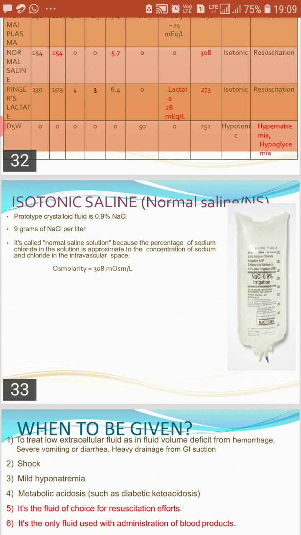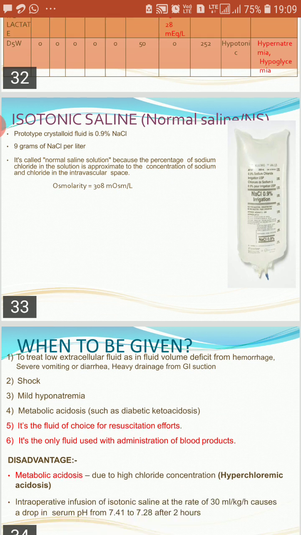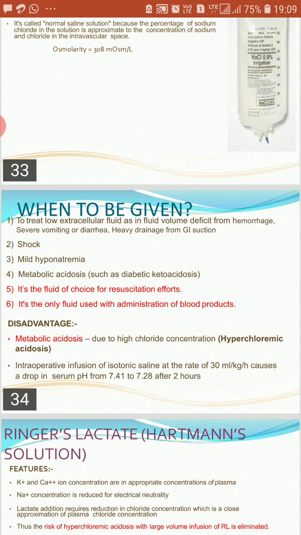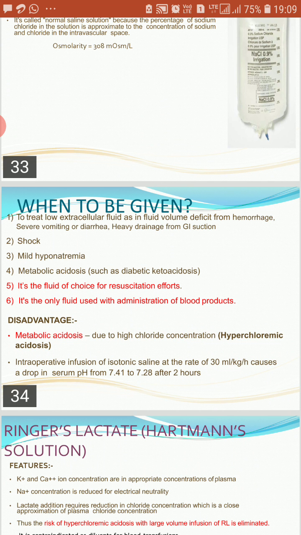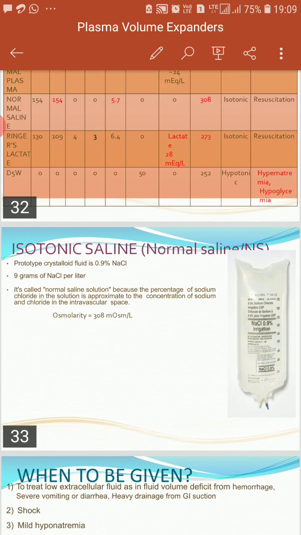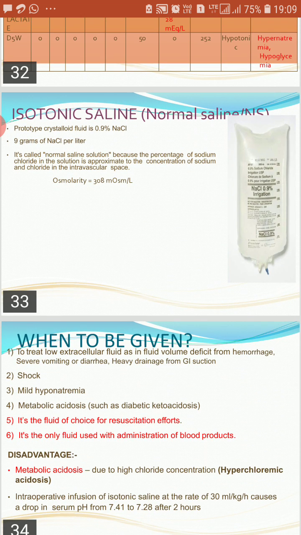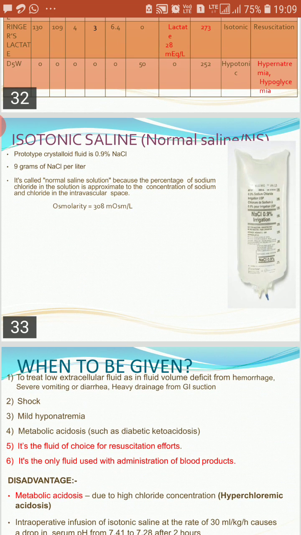Isotonic saline, now we will discuss in brief one by one. Isotonic saline, 0.9% NaCl, 9 grams of sodium chloride per liter, osmolarity is 308 milliosmol. When to be given? It is the fluid of choice for resuscitation, the only fluid used with administration of blood products. If we have to give any blood product along with it, RBCs or something, or when we were giving albumin, then we need to give crystalloid. We will prefer it in mild hyponatremia, because it has higher sodium concentration, so we can use it in hyponatremia, whereas in hypernatremia we have to give the dextrose.